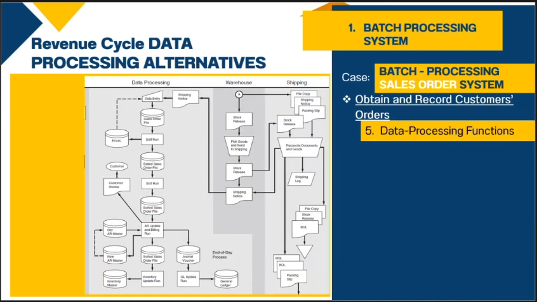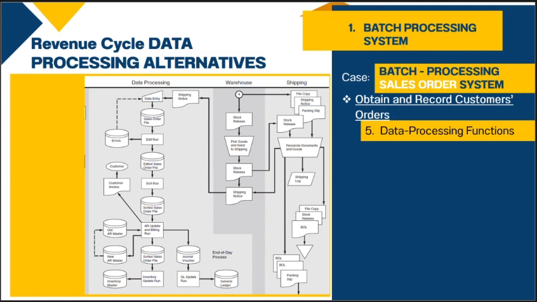Now let's talk about the data processing functions involved in the batch processing sales order system for the revenue cycle. The computer system presented in the figure depicts a series of computer programs which perform dedicated tasks. These programs are called runs. Each run processes a batch of sales order transactions in its entirety and then passes the batch to the next run. When the last run processes the last transaction, the batch process is complete and computer resources are released until the next batch of transactions is scheduled to be processed.